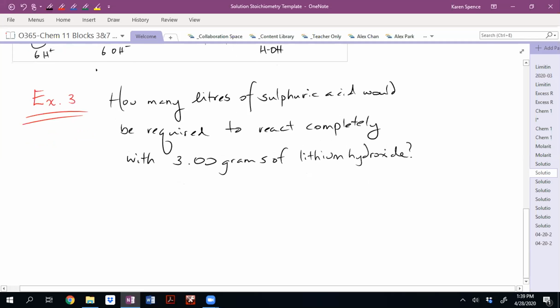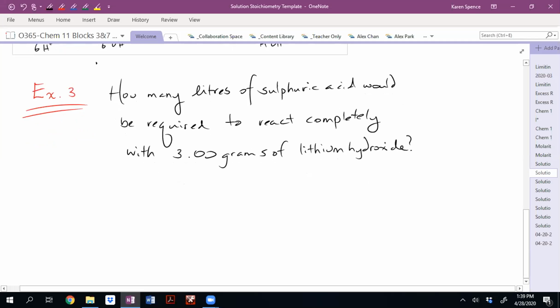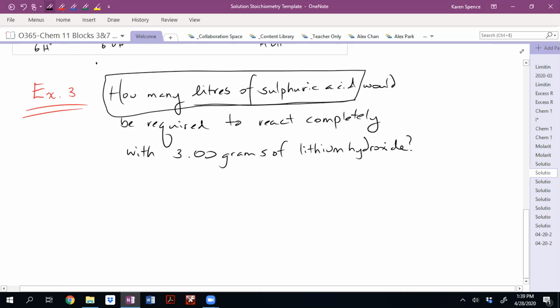Okay. So if we do this one, how many liters of sulfuric acid? That is our unknown because it's got the how many. Okay, and we need, let's see, that would be liters.